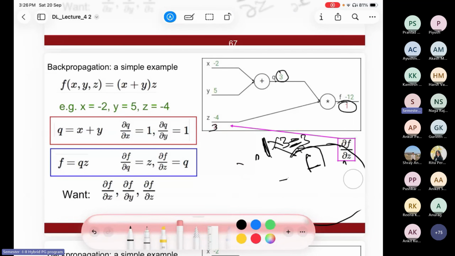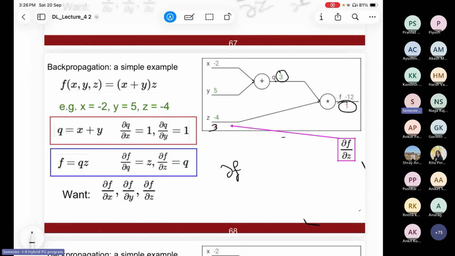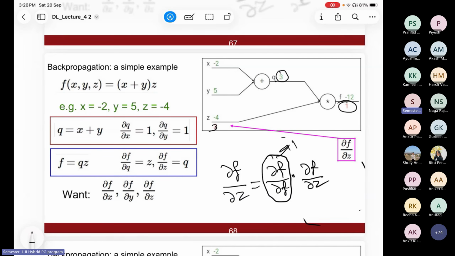Then we have to find del f by del z, and it is very simple. I can write del f by del z equal to del f by del f into del f by del z. It will not affect things, but I'm also adding the base case. So del f by del f will give you 1 only, and del f by del z is q, and you know the value of q, that is 3. So this 3 will come here. Okay, so this part is clear.